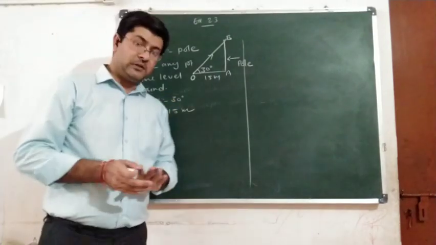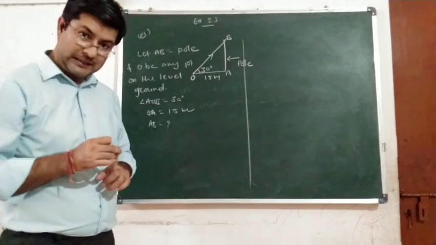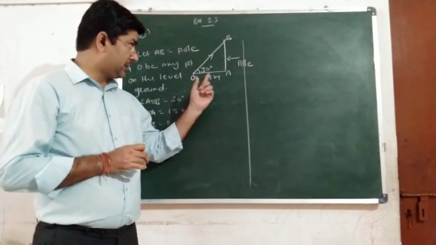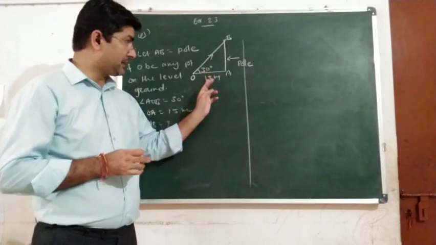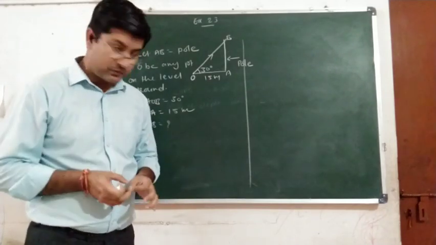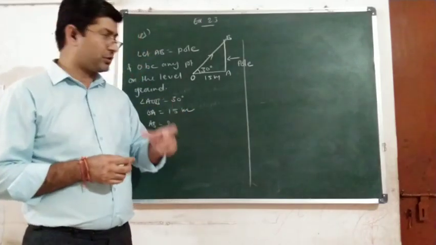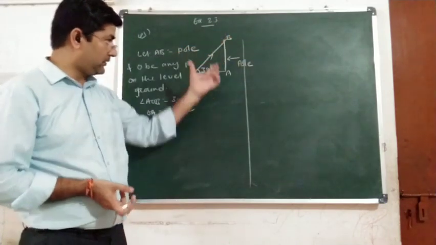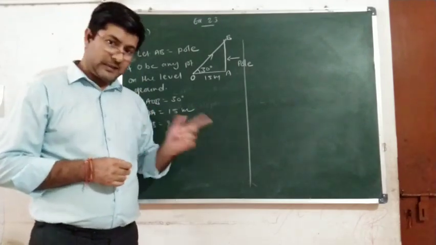Obviously, we have mainly three trigonometric ratios: sine, cosine, and tangent. Sine is perpendicular upon hypotenuse. Yes or no? And cos is base upon hypotenuse, and tan is perpendicular upon base. So which ratio to use is very important. So obviously we are going to use the tan ratio. Why? Because the tan ratio is the ratio of perpendicular to base. So out of the two, perpendicular and base, we are given one value. Yes or no? And therefore we will use that ratio.